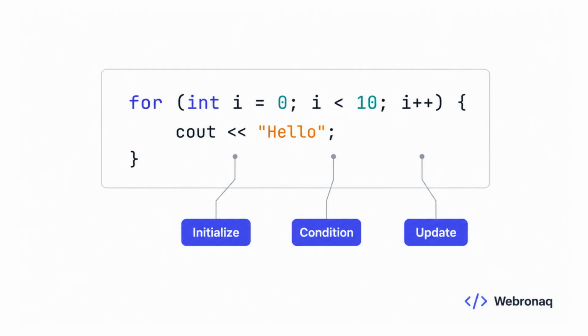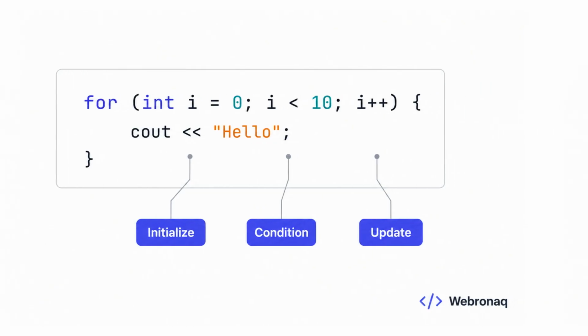The first part is the initializer. We set up a counter variable. The second part is the condition. The loop keeps running as long as this is true. The third part is the update. After each pass, we change the counter. These 3 parts work together to control exactly how many times your code repeats. We replace those 10 identical lines with just 3 lines of clean, readable code. Next, let's look at each of those 3 parts up close.